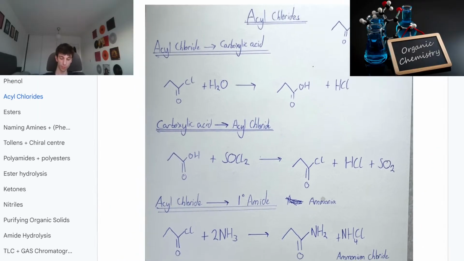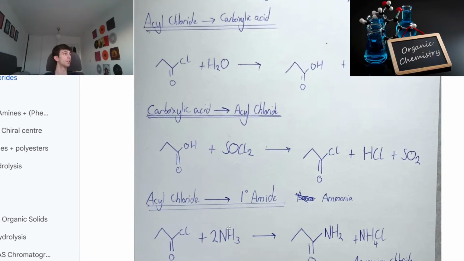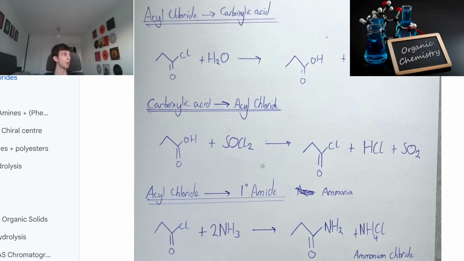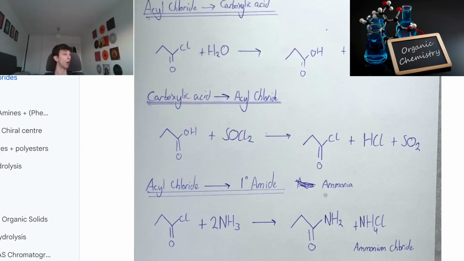We also have an acyl chloride going to a secondary amide. I assume you guys can imagine what we have to use. Because here we just needed ammonia, we're going to need a primary amine.